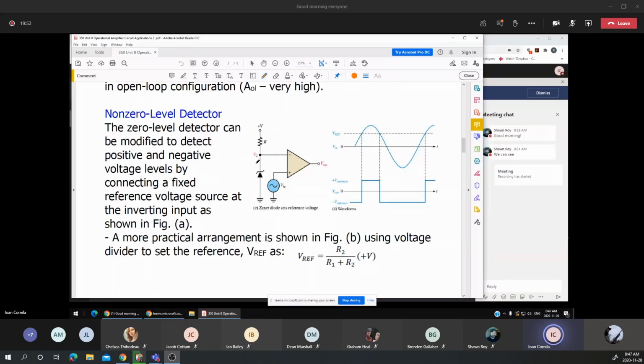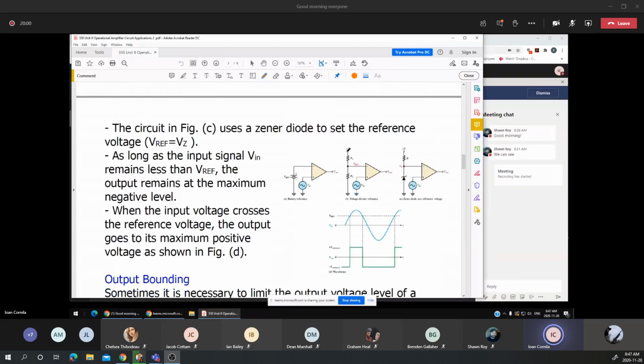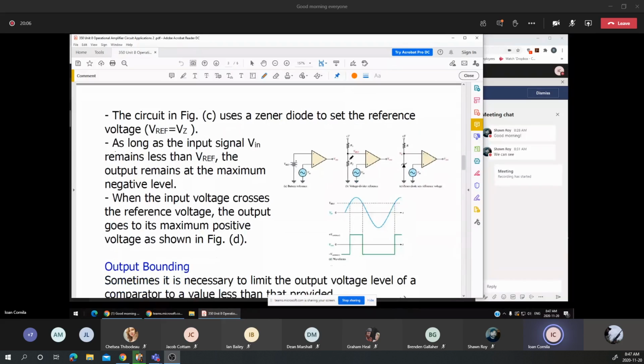A practical way is replacing the Zener diode with a resistor, and we'll end up with the second configuration, which means I'm using a voltage divider. You notice that R1 is in series with R2. By choosing the values for R1 and R2, we know how to calculate the reference voltage.